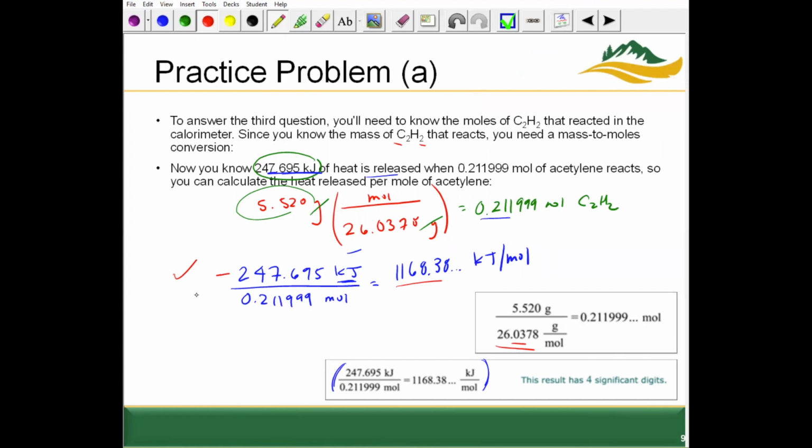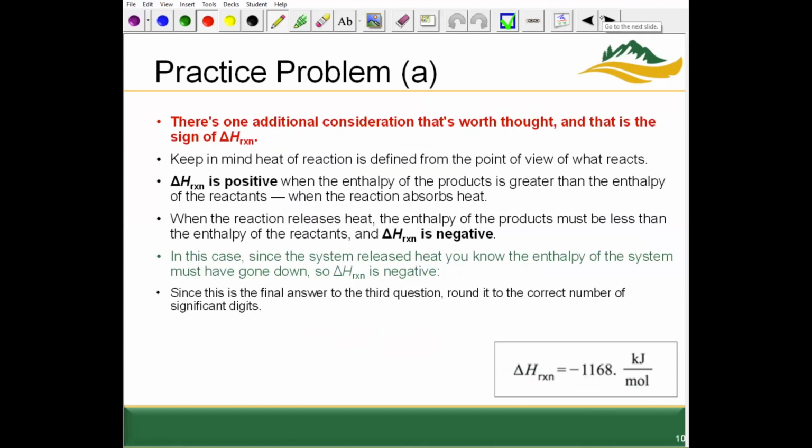Because Q of the acetylene reaction is negative. Q of the calorimeter, though, was positive. This would make this an overall negative kilojoules per mole. If we didn't connect that, we can still think about it after the fact. So we're always in reference to the system or whatever is reacting. Our system is generally our reaction. We are finding delta H of the reaction, not of the calorimeter, not of the water that surrounds it. We want delta H of the reaction of acetylene combusting.